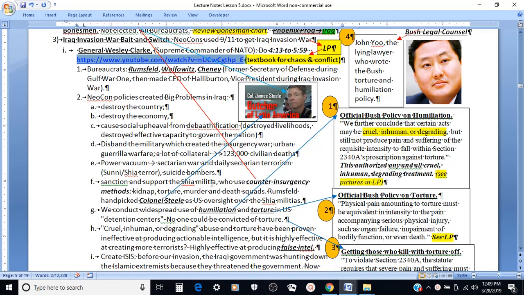You sanction support the Shia militia. They use extreme methods, right? Torture, murder. And you're going to say, oh, sure, torture. Man, we use torture. We conduct widespread humiliation and torture.